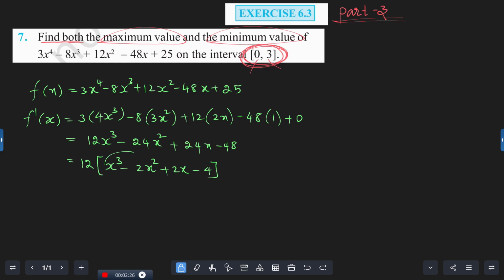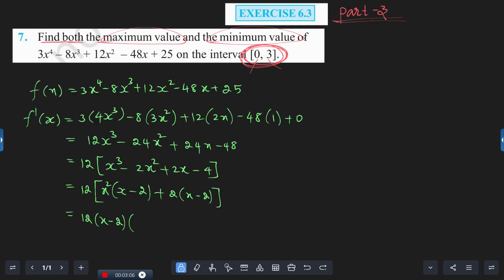Listen carefully. From these two, what is common? x square. So take x square outside. If I take x square, what is remaining in the first term? Just x. And in the second term, minus 2 is remaining. In the same manner, from these two, what is common? 2 is common, then x minus 2 is remaining. Now in both cases, what is common? x minus 2. That x minus 2 you take outside.